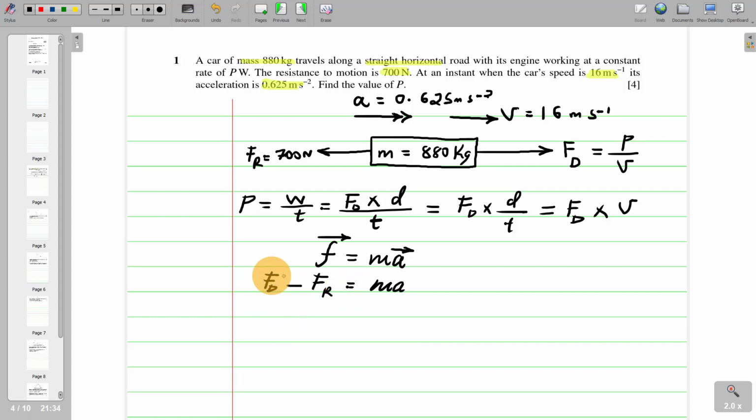Of course, we know that this one is power divided by the speed as given in this equation here. The speed is 16. The resistance is 700. The mass is 880 times 0.625. And this gives me 550.